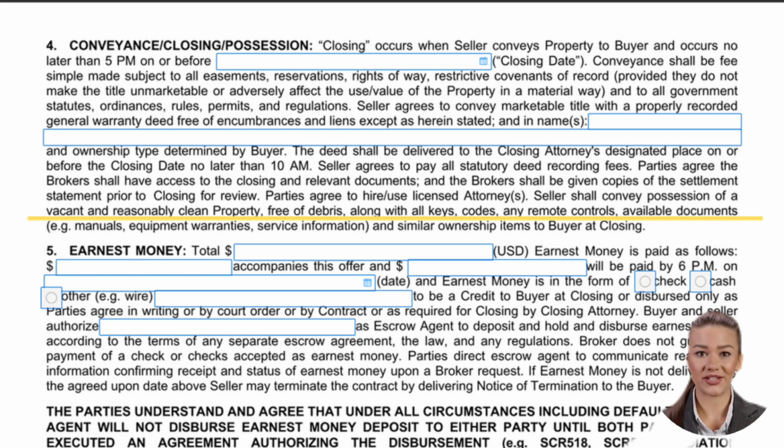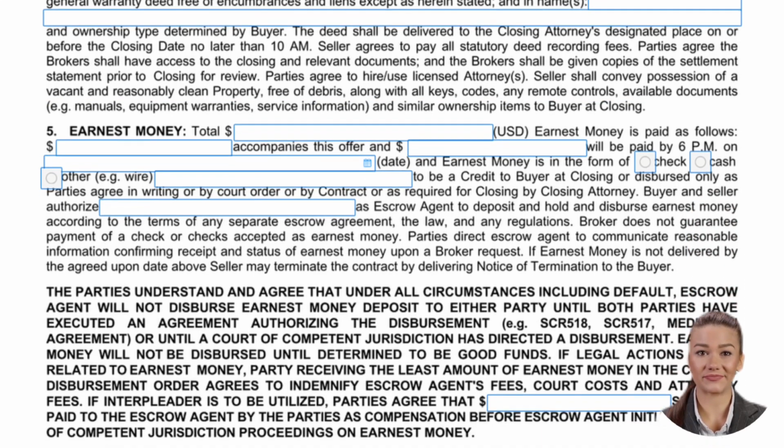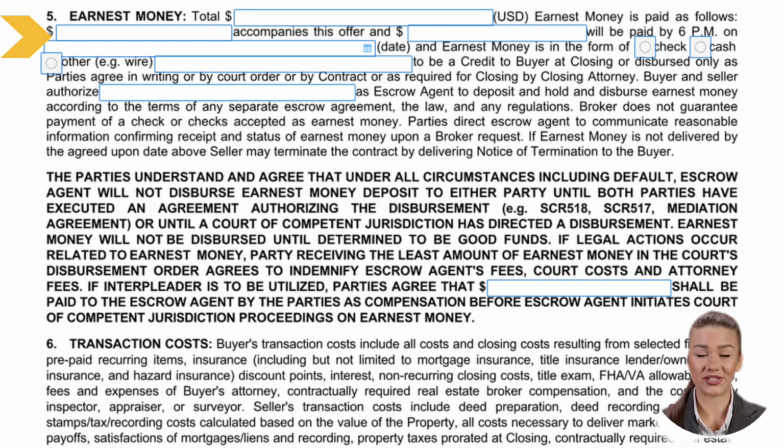The seller is responsible for conveying possession of a vacant and reasonably clean property, free of debris, along with all keys, codes, any remote controls, available documents, and other similar ownership items to the buyer at closing. Section 5 is for earnest money.